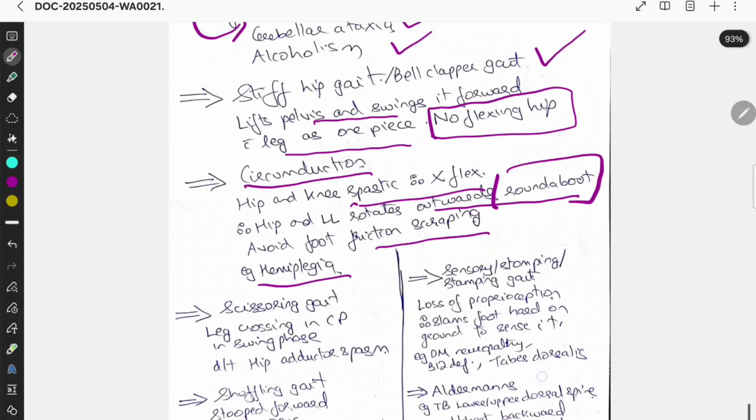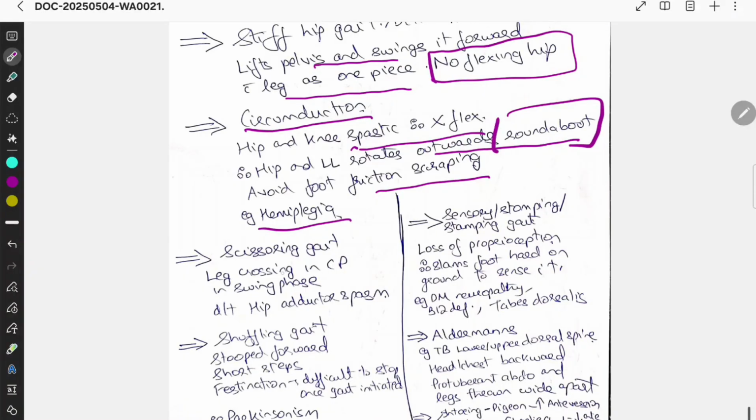Now the scissoring gait. What happens in scissoring gait is leg crossing in cerebral palsy in the swing phase due to hip adductor spasm. Whenever there is hip adductor spasm, both sides adduct, which causes the legs to cross in cerebral palsy in the swing phase. Now what is shuffling gait? There is stooped forward posture, short steps, festination, and difficulty stopping once the gait is initiated. It's classically seen in Parkinsonism. Festination, difficult to stop once the gait is initiated, short steps, and stooped forward.